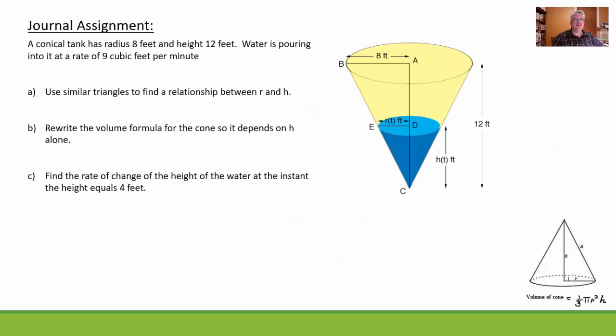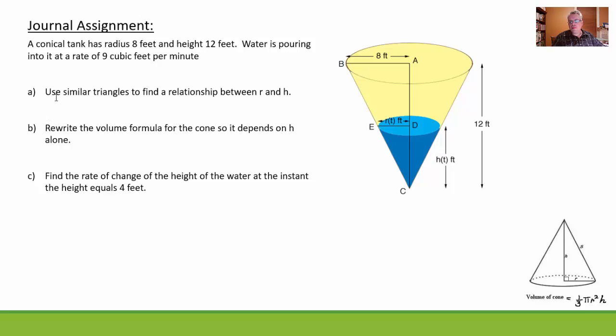All right, time for you to give it a try. So we have a conical tank. So this is like the last two examples. It has radius 8 feet and is 12 feet high. You can see the similar triangles right here. It's kind of this little blue right triangle and this bigger triangle right there. So you know that r over 8 has to equal h over 12. Anyway, water is pouring into it at a rate of 9 cubic feet per minute.